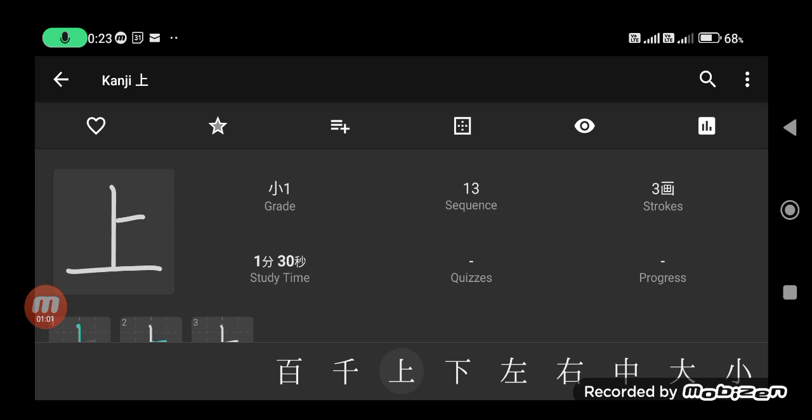Okay, so the first one is this kanji. I call this ue or jo. So in a nutshell, this kanji means to rise up, ascend, climb, or above. Those are the basic meanings. But first, let us see how this is written.